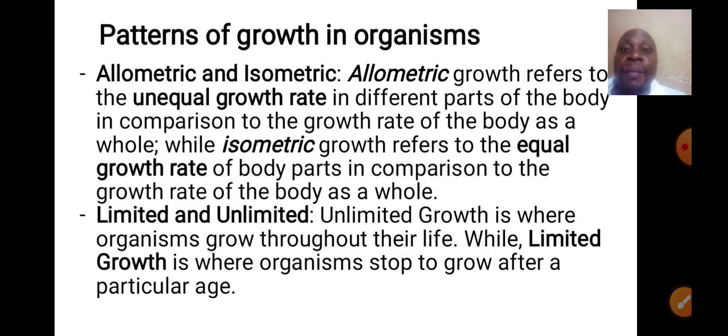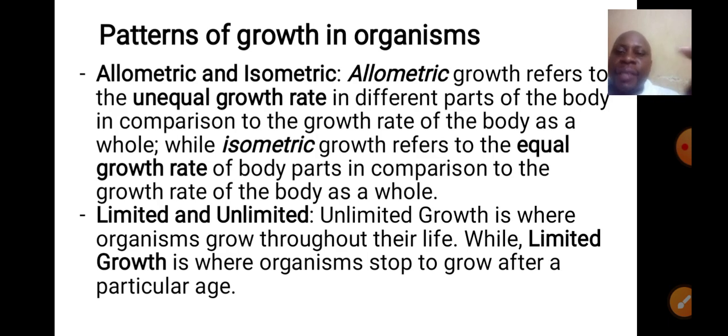Then we have limited and unlimited growth. The word limited, what is the meaning? So limited growth pattern actually is a type of growth pattern whereby organisms stop growing after a particular age. Most cases, vertebrates, most mammals, most birds, they grow up to a certain age and then they stop growing. That is limited growth because growth doesn't occur throughout their lives.